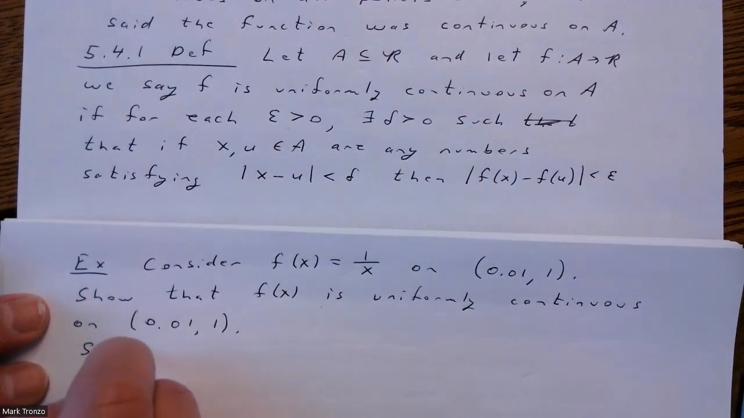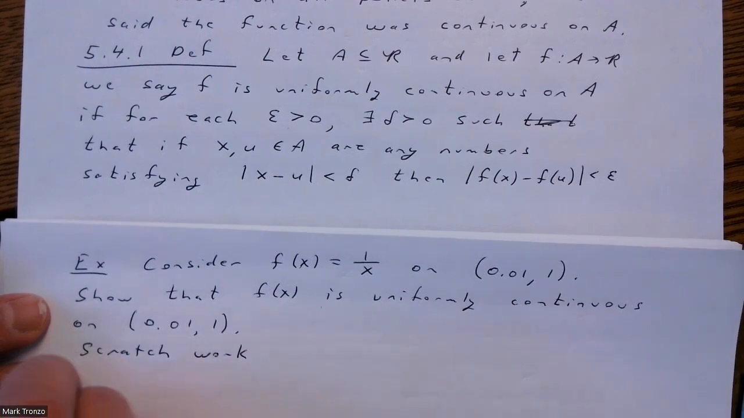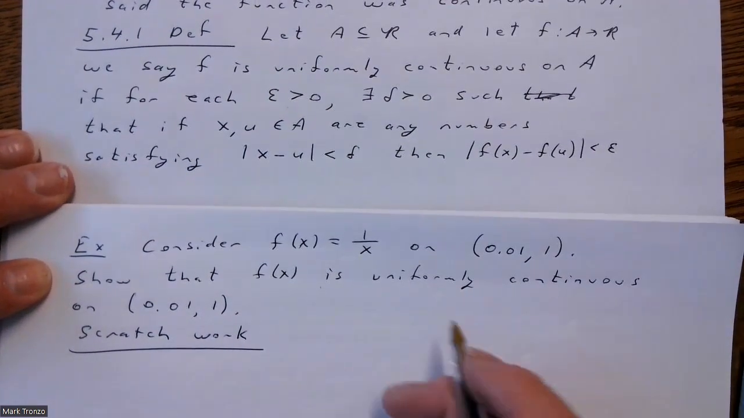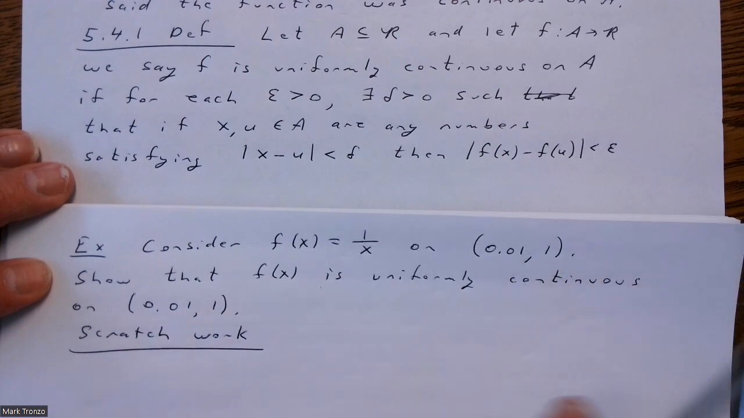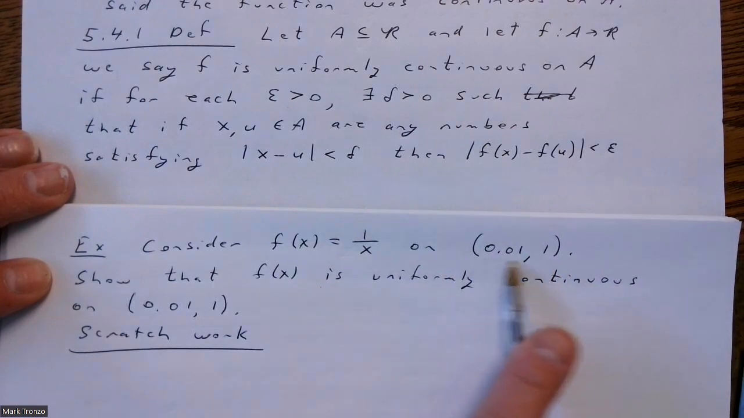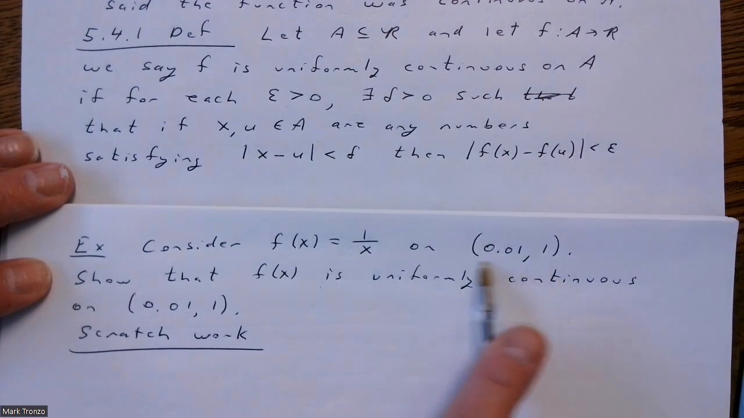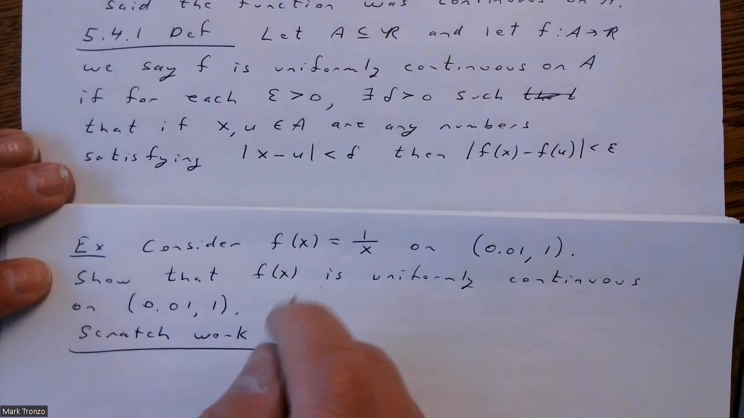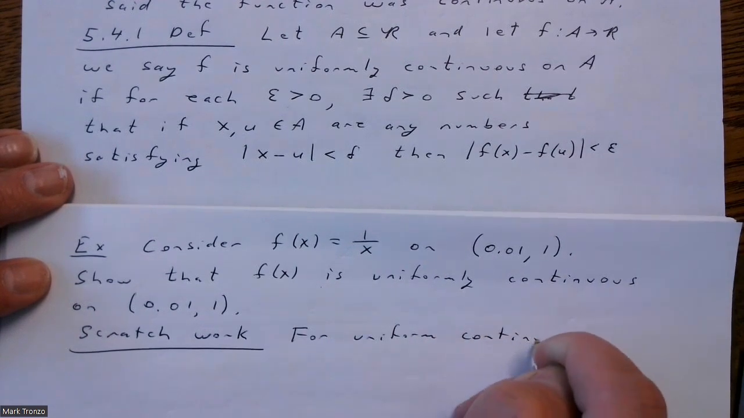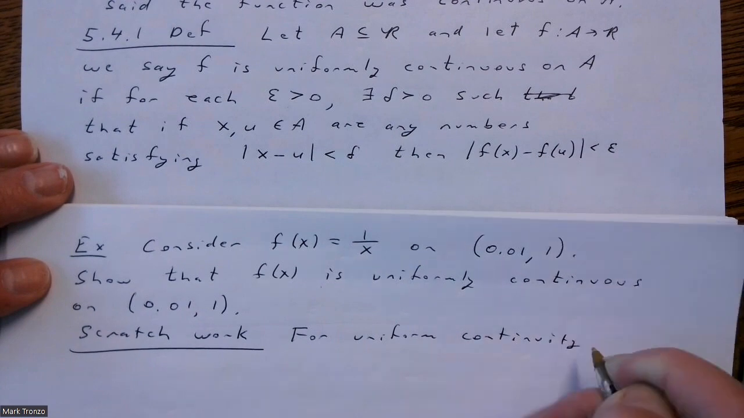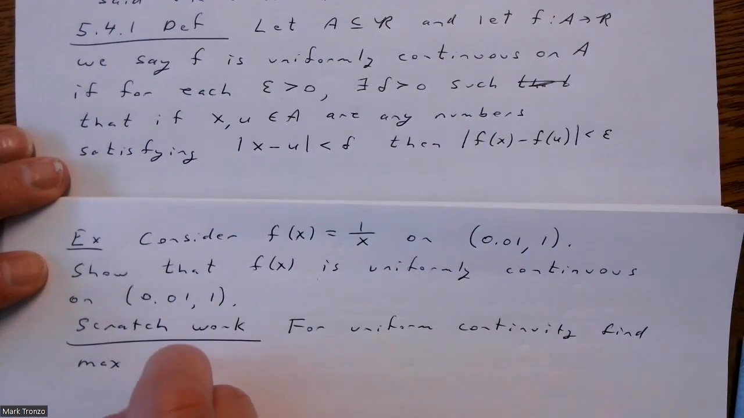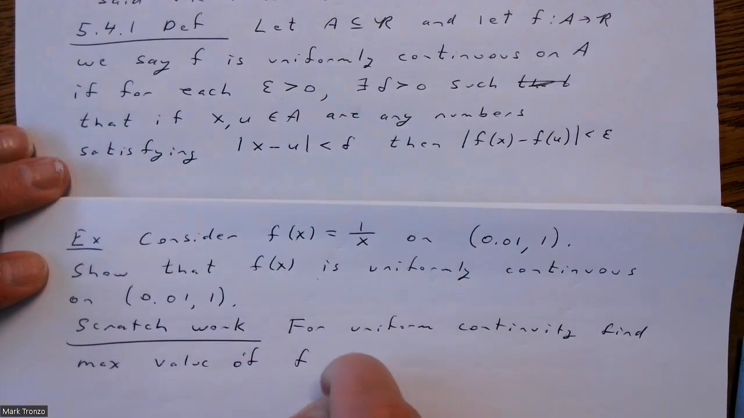Once again, we'll do some scratch work. If you can jump right to the proof, that's fine. I like to scratch just to get some ideas of what's going on. The idea relates to something I talked about before. For something to work for all values here, if we're given an epsilon, we're going to have to make it work for the maximum value in this interval. So for uniform continuity, find the maximum value of f on the interval.